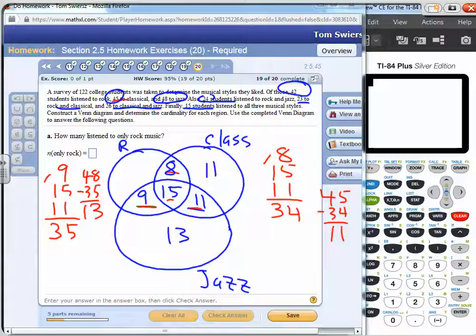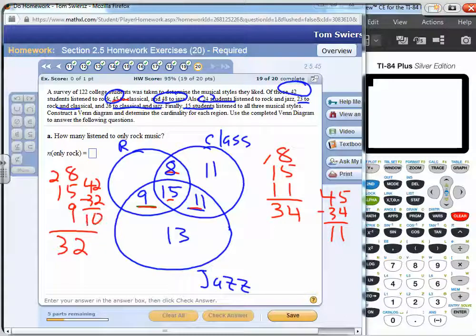Okay, 42 listen to rock. So again, for the rock, so far we have what? In rock we have the 8, the 15, and the 9, right? Add these together, and we get 32. Okay, what was it? 42 listen to rock, so 42 minus 32 is 10. So that means there are 10 more here. So when we have the 10 here and add the 8, 18, and 15 is 33, and 9 is 42, we get the total of 42 in rock.